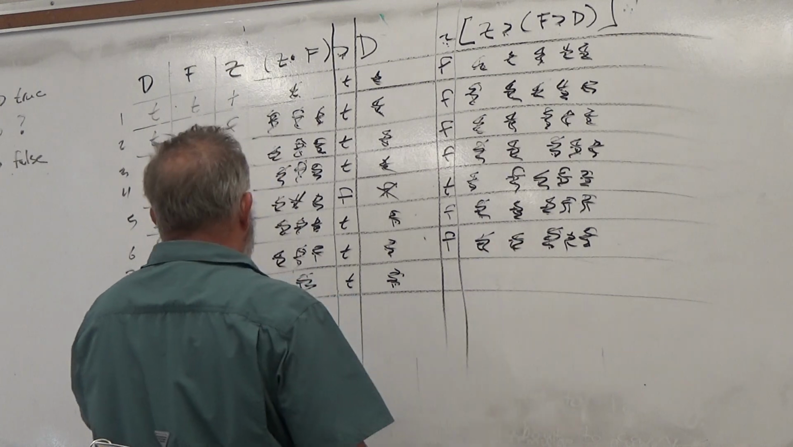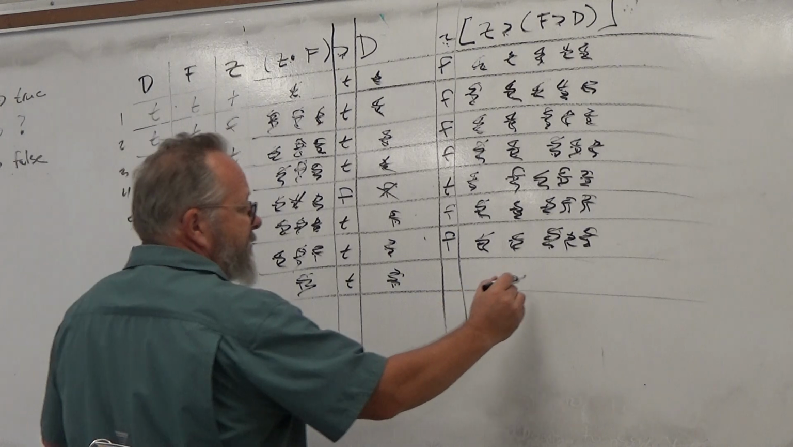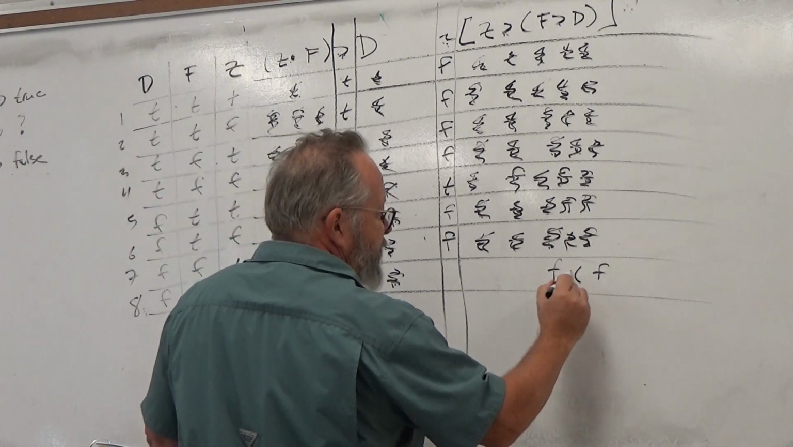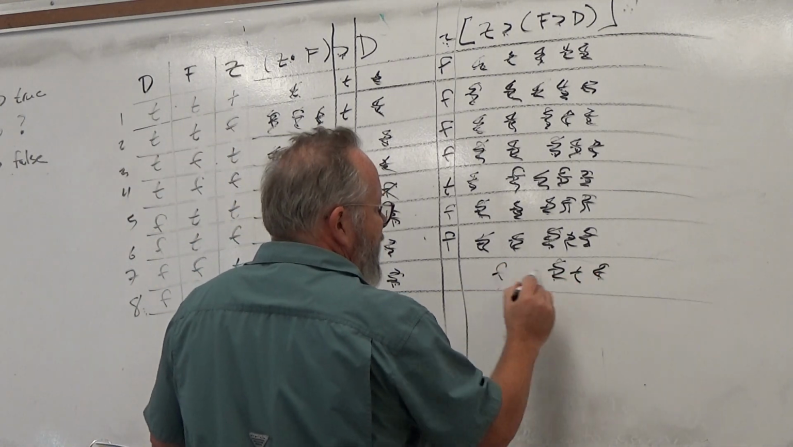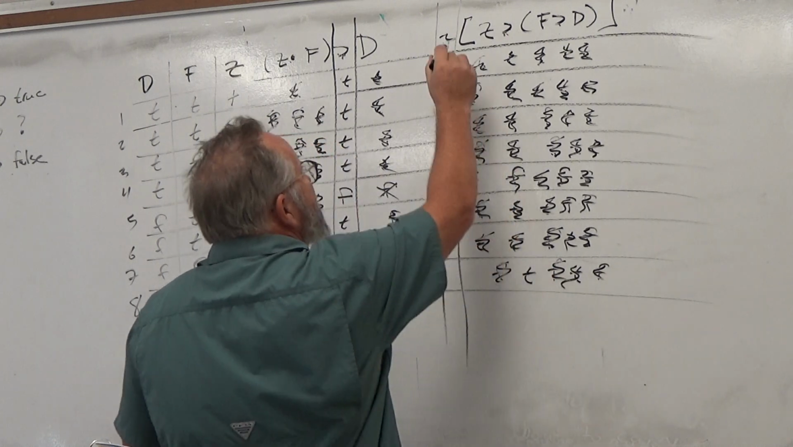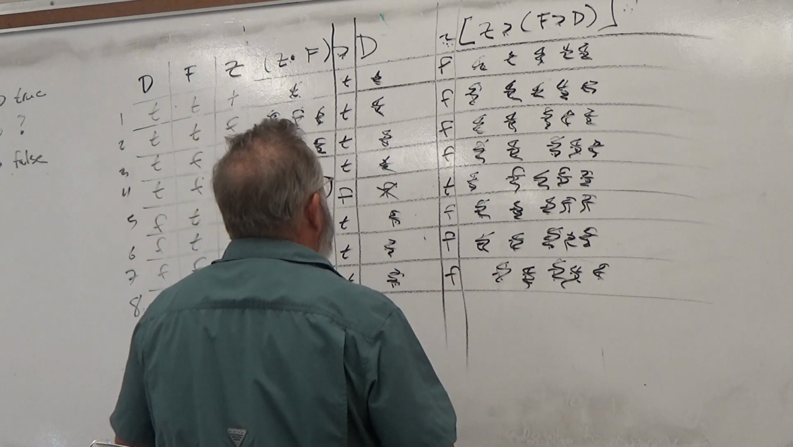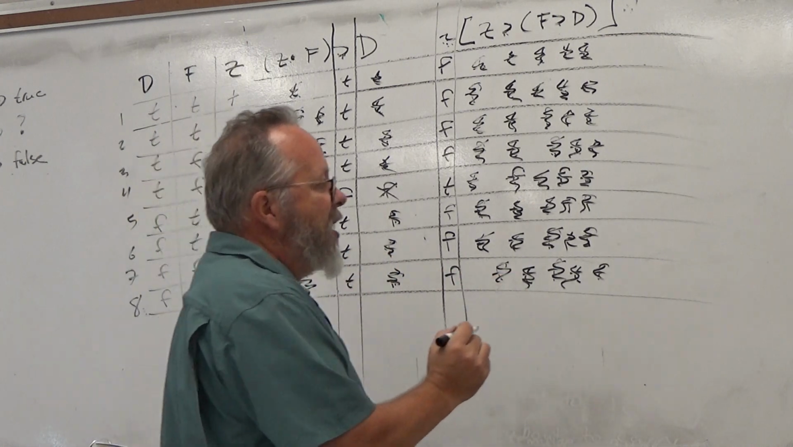Okay? And so now the last line, everything is false. We have false, then false, which is true. And then we have false, then true, which is true. But we have to negate it, so it ends up being false. Okay. So we have our two final columns.